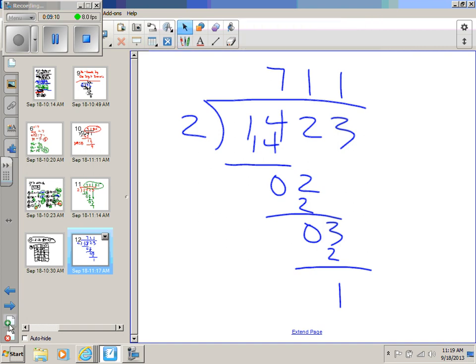Now, I am not quite yet finished. 1,423, where's my decimal in that number? Because every number has one. We didn't need to write it down up until this point because there wasn't anything after it. Right here. So what I'm going to do is shoot that decimal right up there.